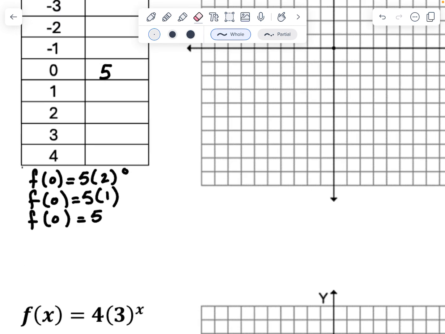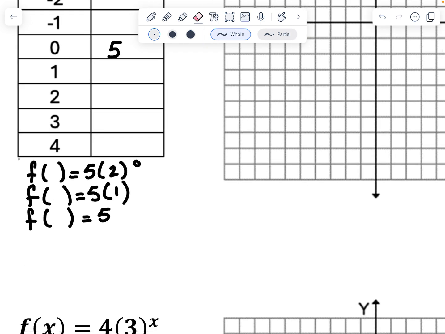Let's say the value of x now, instead of being 0, is going to be 1. If the value of x is 1, we'll put a 1 in the function, and 2 to the first power is 2, and 5 times 2 is 10. So when x is 1, y is 10. Let's try it again, but this time with the value of x being 2. So now we're replacing x with 2. 2 to the second power is 4, and 4 times 5 is 20.